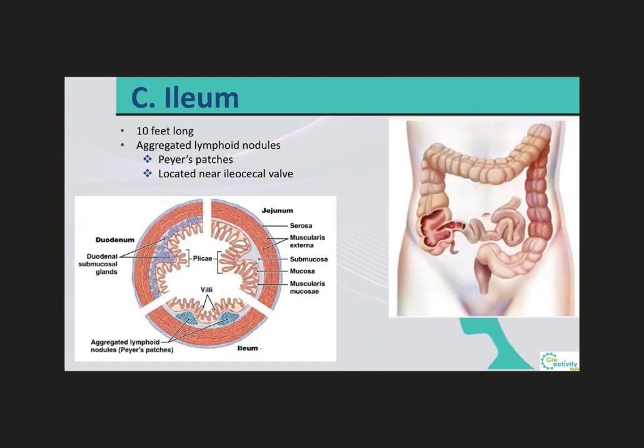Now, the ileum is going to be the longest of all of the structures of the small intestine. It is actually about 10 feet long. And as we can see, it has less of the plicae. It will have less villi because once we get to the ileum, there's less absorption that occurs, as most of the absorption will occur in the jejunum. But we do have these aggregated lymphoid nodules called Peyer's patches that will be located, especially when we get closer to the area where the small intestine will meet the large intestine.